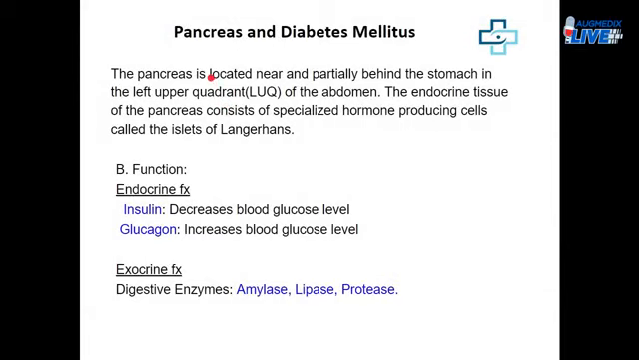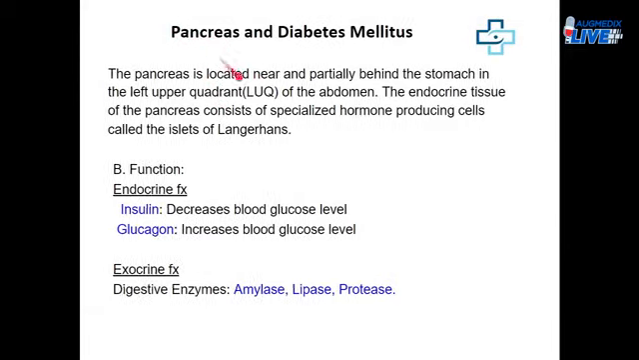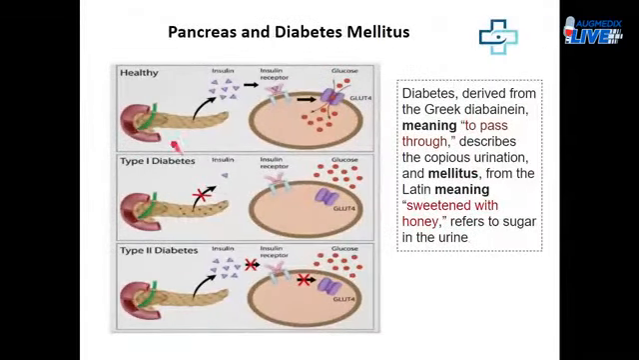Now the next endocrine gland is pancreas. So let's have a look at the image. So this is a pancreas. As you can see, this is a part of the duodenum. So the pancreas is a mixed gland because it has both exocrine and endocrine function, which we saw before in a few of the images.